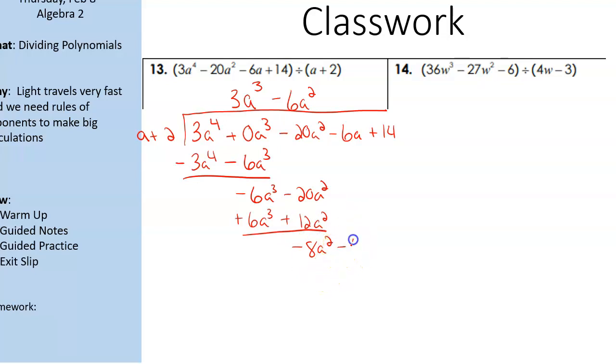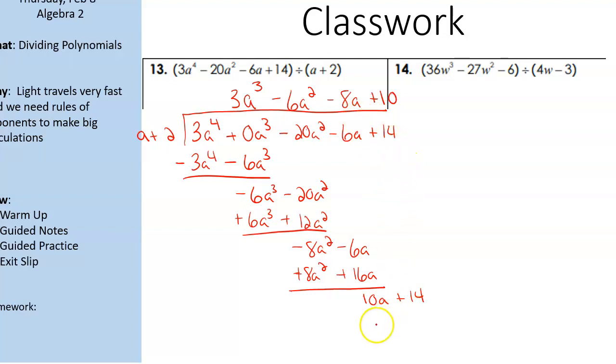Okay, minus 6a comes down. What's negative 8a squared divided by a? Well, that is negative 8a. So multiply that through. Negative 8a times a is negative 8a squared. Negative 8a times 2 is negative 16a. Before I combine, change my signs, and I get a remainder of 10a. Bring down the 14. This is going to be our last step. 10a divided by a is positive 10.